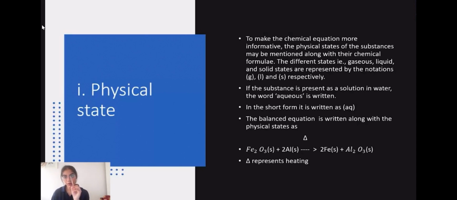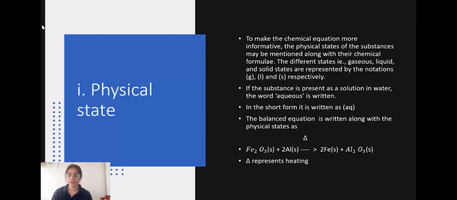The small triangular symbol that is there on top of the arrowhead represents heating. It means heat is provided during the reaction. This is how a balanced chemical equation and physical states can be expressed together. It makes a balanced chemical equation more complete, since we now know in what form the reactants reacted and in what form we got the products.